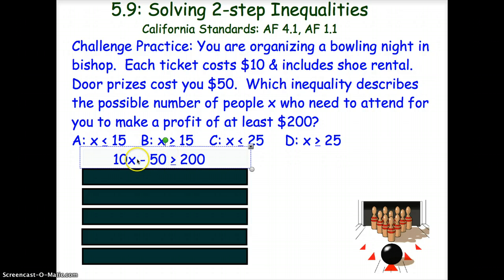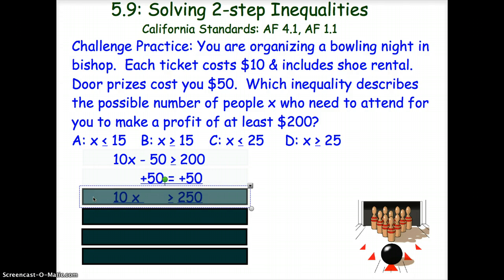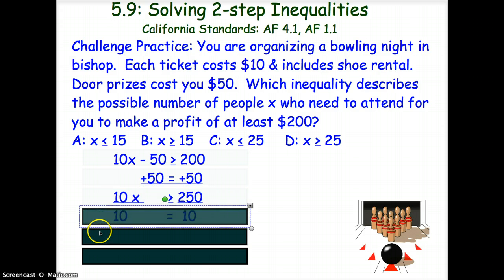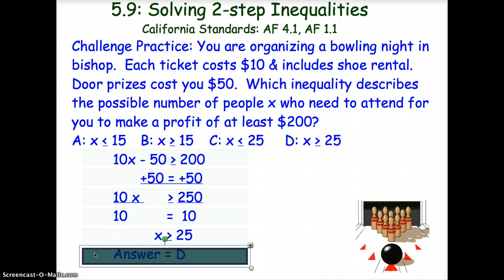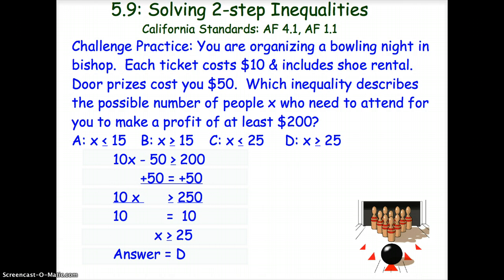So it could be more than 200. You could make more than $200 or equal to $200, but you can't make less. Now we can use our inverse operations, adding 50 to both sides, dividing each side by 10, and we come up with x is greater than or equal to 25, which means the number of people who need to attend has to be at least 25 people or more. Okay, so of course that correct answer is D. It's a little challenging, but hopefully you did all right with that.